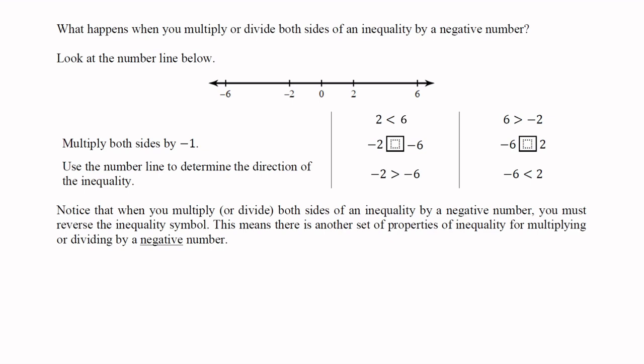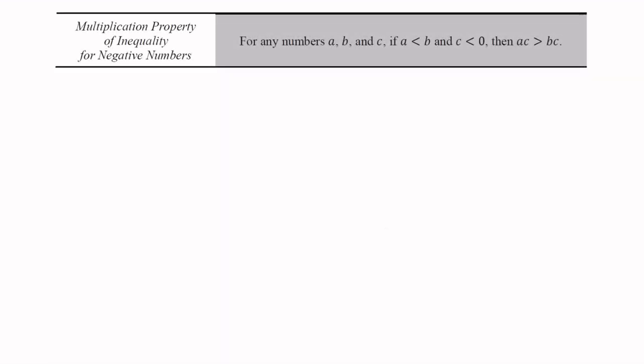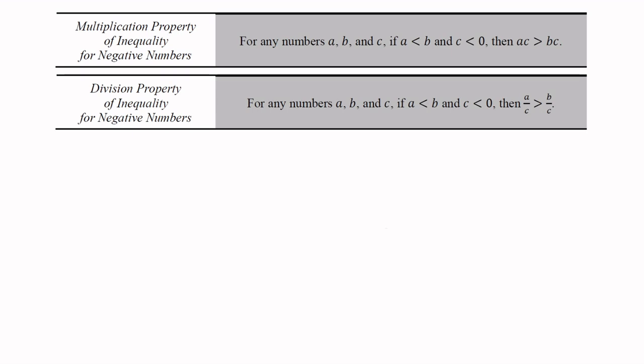This means there is another set of properties of inequality for multiplying or dividing by a negative number. We have the multiplication property of inequality for negative numbers, which states that if A is less than B, and we multiply each side by a negative number, then we have to flip our inequality sign to greater than. The division property of inequality states a similar thing. If A is less than B and we divide by a negative, then we have to flip our inequality to greater than. These properties also hold true for the other inequality symbols.